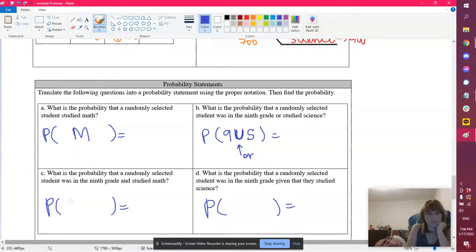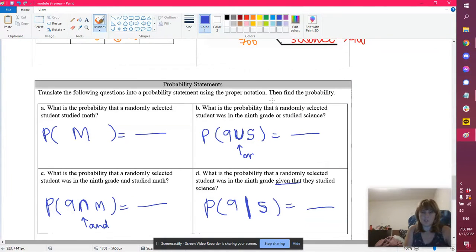What's the probability that a randomly selected student was in the 9th grade and studied math? And we want to use this intersection for and. What's the probability that a randomly selected student was in the 9th grade, given that, that's the bar, they studied science? And then I'm going to make each of these a fraction, and my setup will be complete. And now I want to do the actual probabilities. So before I even started on these ones, I wrote my little sentences in the math speak, and then I made sure to notice these are all going to be fractions.